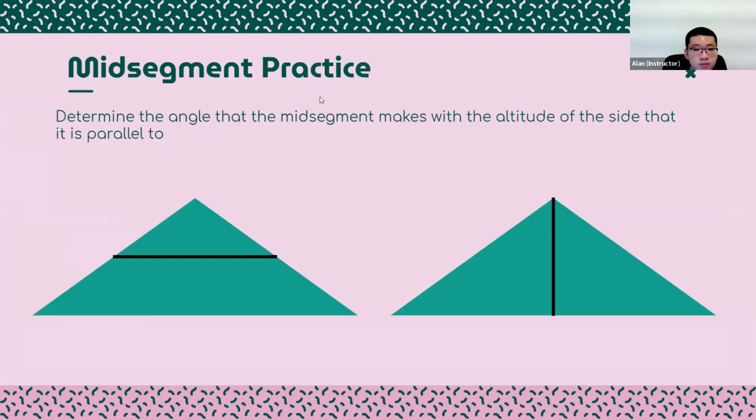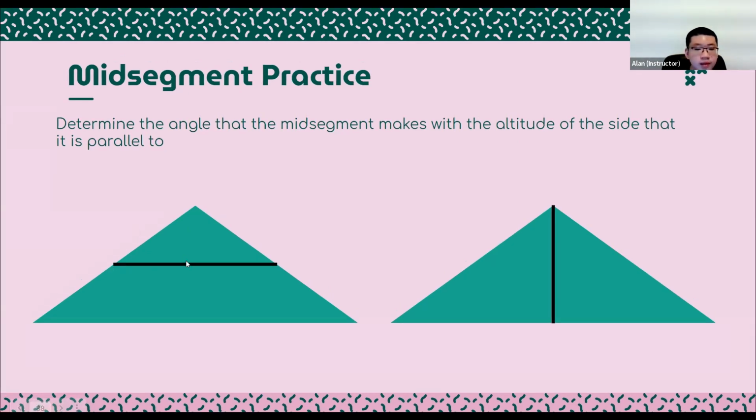So here's a practice problem. Try to determine the angle that the midsegment makes with the altitude of the side that it is parallel to. What I mean is, for example, the midsegment of the triangle on the left, and the angle it makes with the altitude on the right.